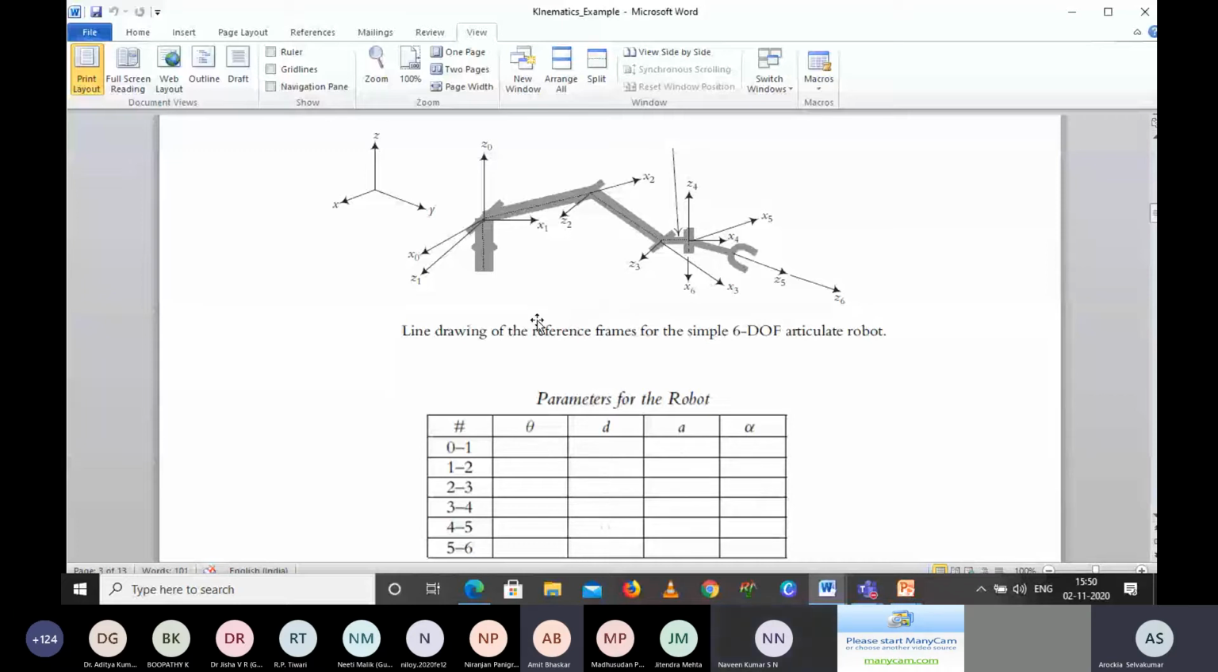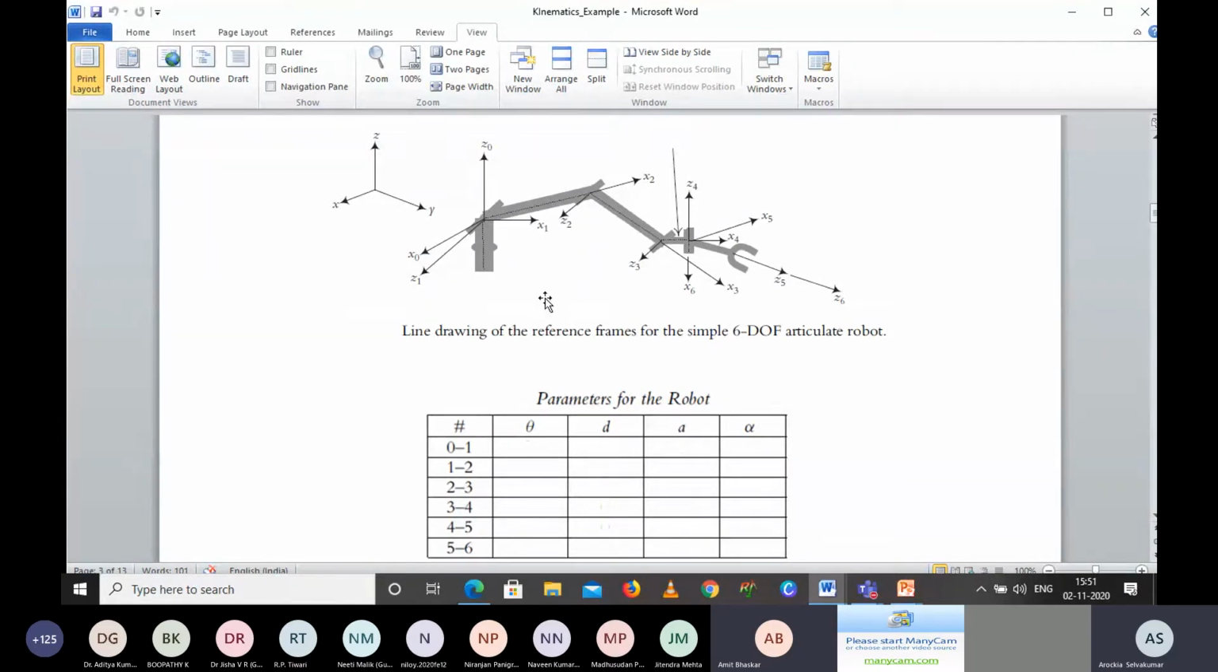And will we have any d distance? D means distance along z axis. Just think of it, sir. Whether it is d or a, it is very important. Are we having any distance along z, sir? No. We are having distance along x2, sir. Yes, so it is the distance along x axis. So the parameter is a, not d. Most of us will make a mistake in that only.